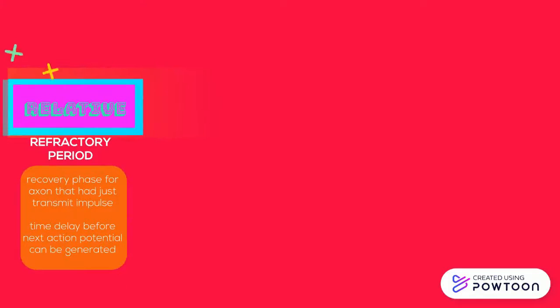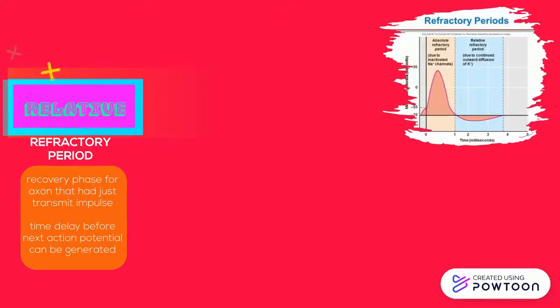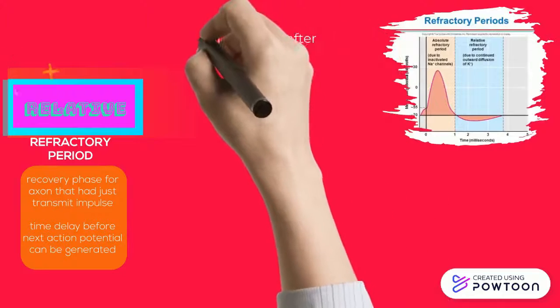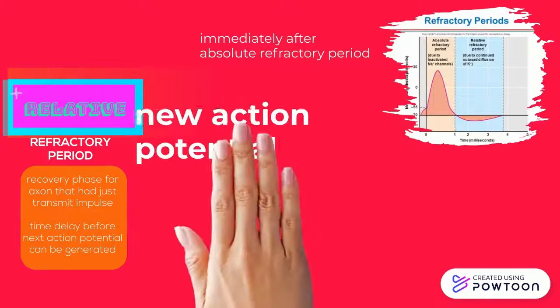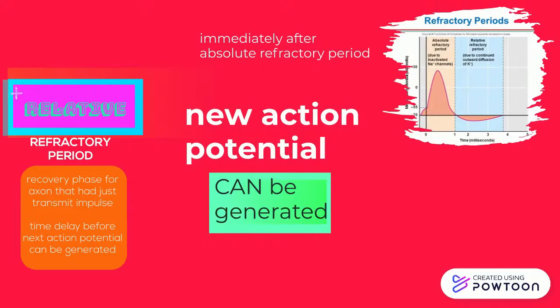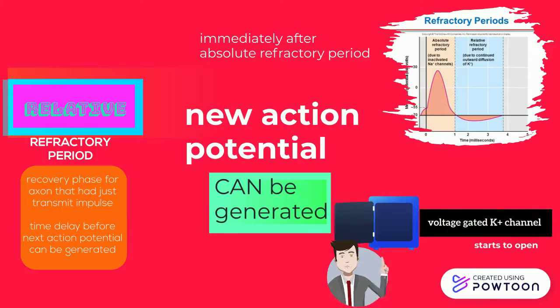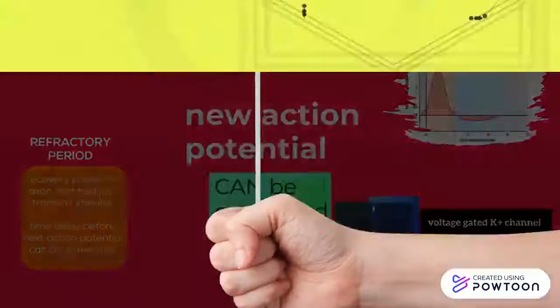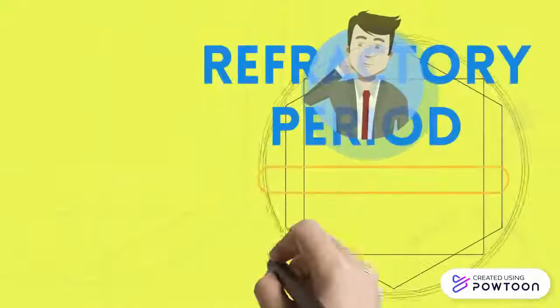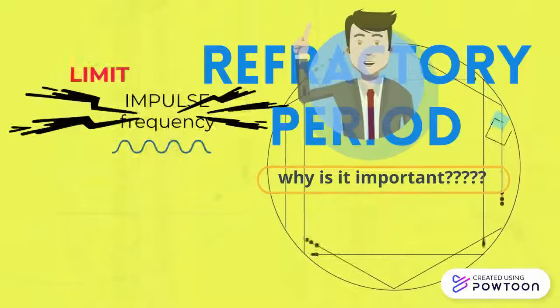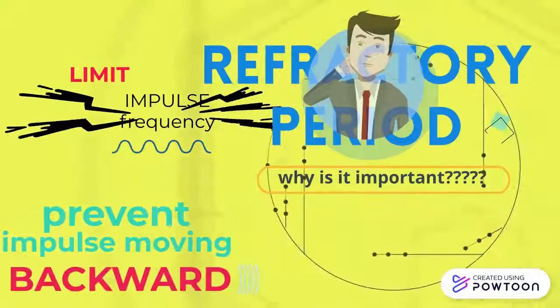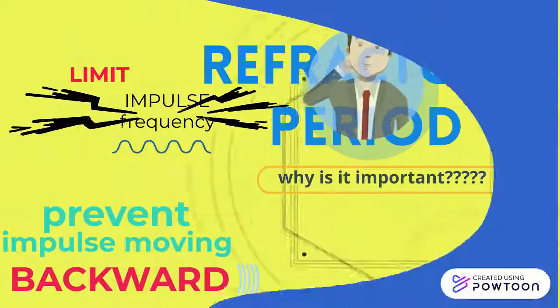In contrast, the relative refractory period, the same recovery phase, occurs immediately after the absolute refractory period. Compared to absolute, a new action potential can be generated because the voltage gated potassium channel starts to open. The refractory period is important because it limits the frequency of impulses generated and, most importantly, the impulse won't travel in a backward manner.